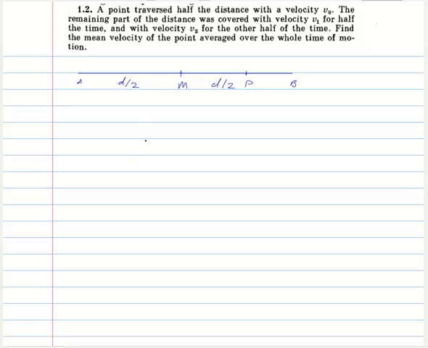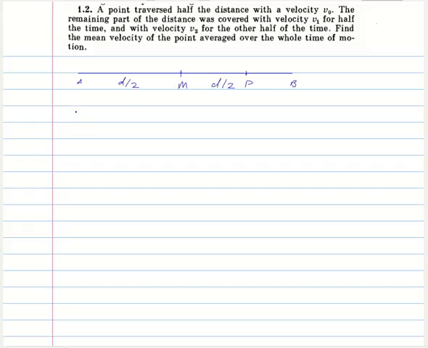Okay, so this is the second problem from the book IE1 from the first chapter. A point traversed half the distance with a velocity v0. The remaining part of the distance was covered with velocity v1 for half the time and with velocity v2 for the other half of the time. Find the mean velocity of the point averaged over the whole time of the motion.